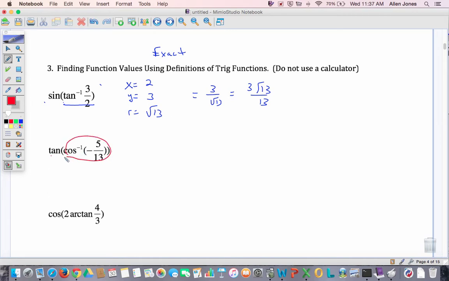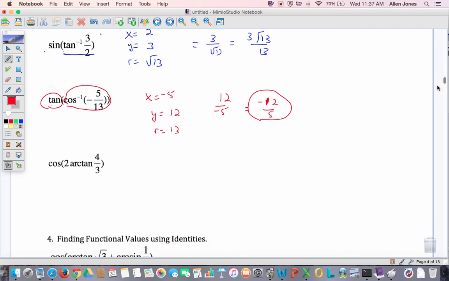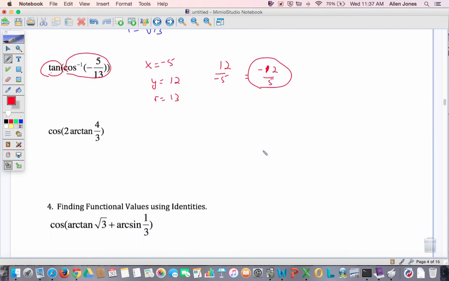So let's go on here. Tangent of the inverse cosine. So notice that we're converting our ratio to an angle here, then our angle back to a ratio with a tangent. So we'll go with x being -5, r being 13, which means we know our triangles. Y is 12. Tangent is y over x, so it's 12 over -5 or -12 fifths. Okay, so again, a fairly simple problem if we recognize that we're working around those inverse and regular functions.